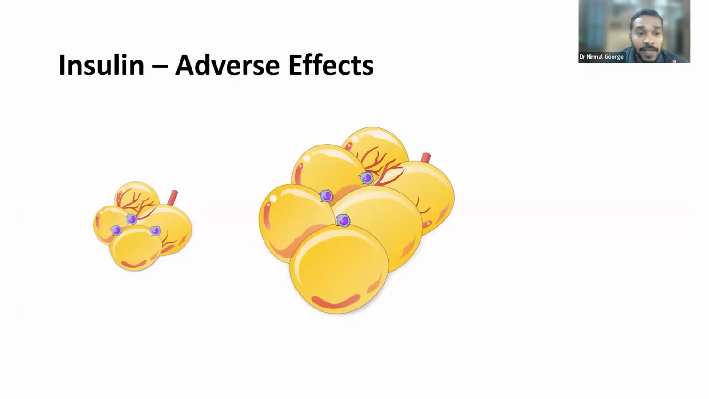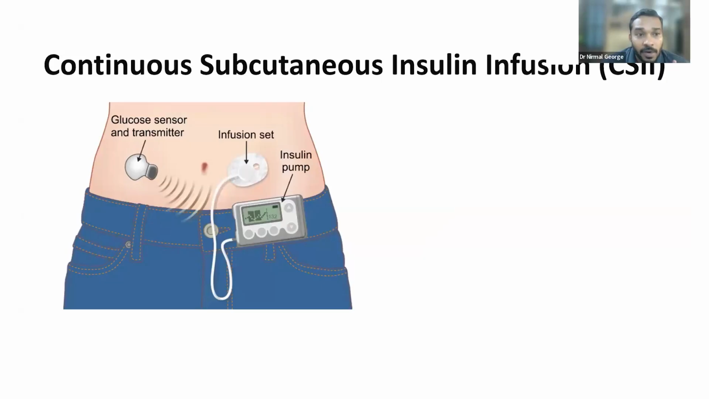And currently we have a provision called continuous subcutaneous insulin infusion, that is CSII. So this is a wearable device. It has got a glucose sensor. So it will sense the plasma glucose and it will release small amounts of short-acting insulin into the circulation. And this will mimic the physiologic basal insulin secretion.